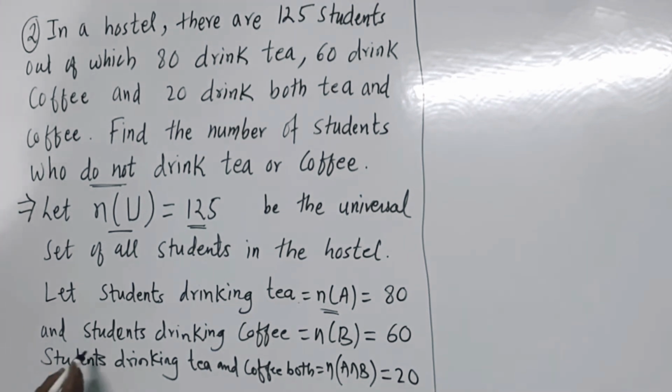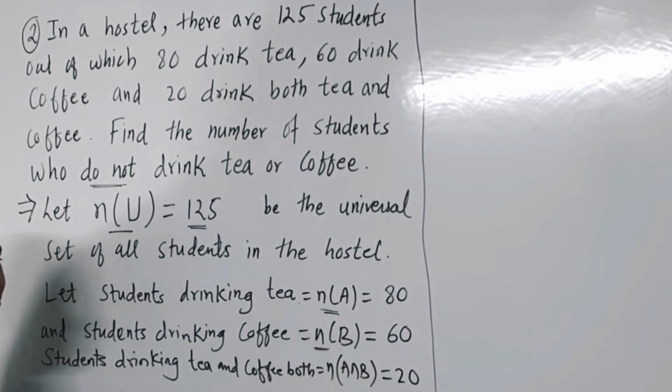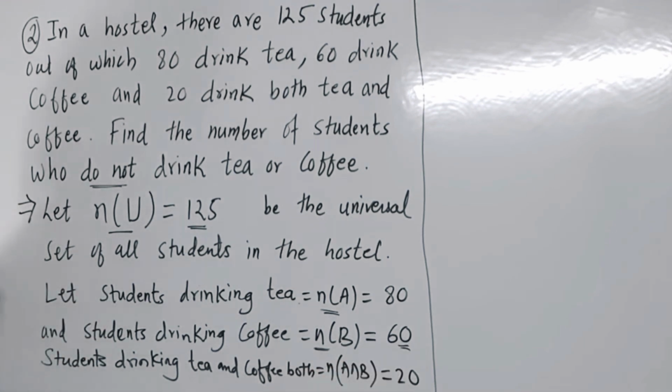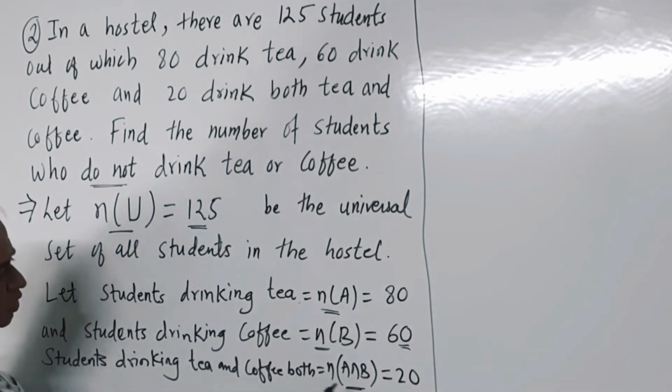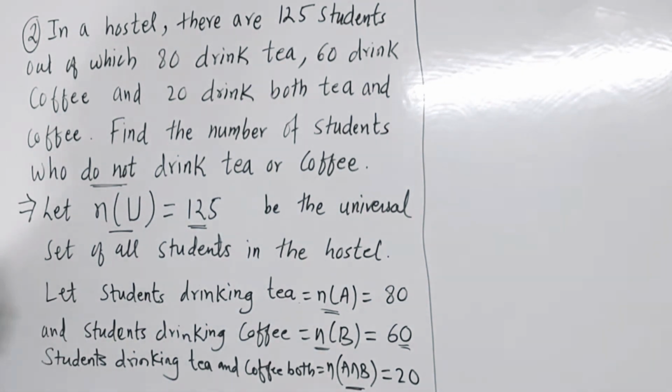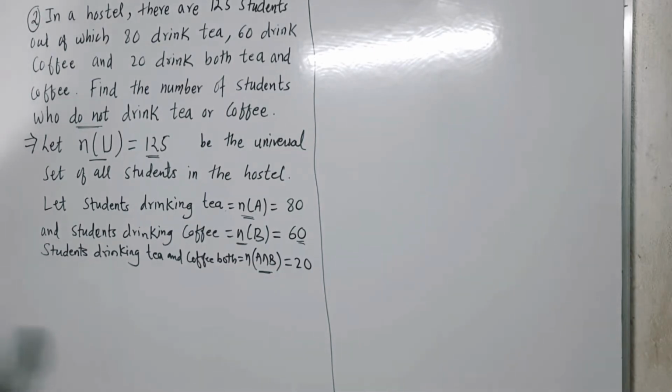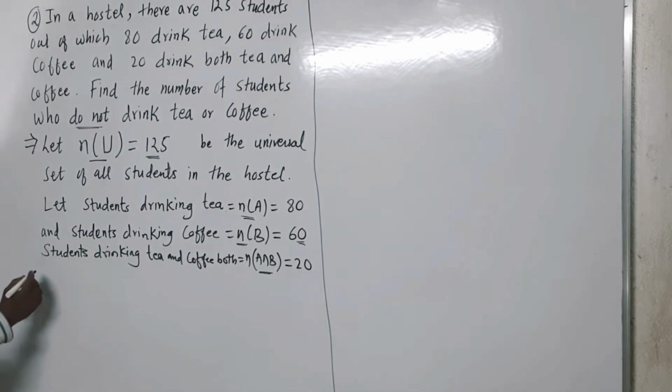And all students drinking coffee be n(B), number of students drinking coffee, n(B) is equal to 60, and the students who drink both tea and coffee, that is the common intersection, n(A intersection B) is equal to 20. So we will find here the union, the students who either drink tea or coffee or both.